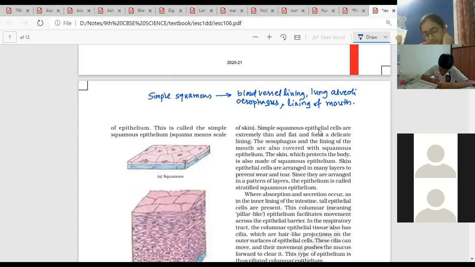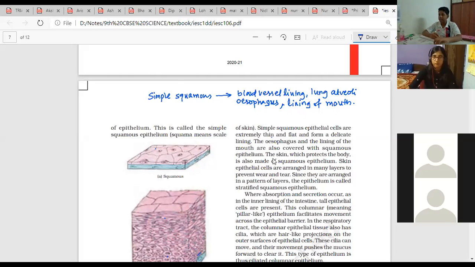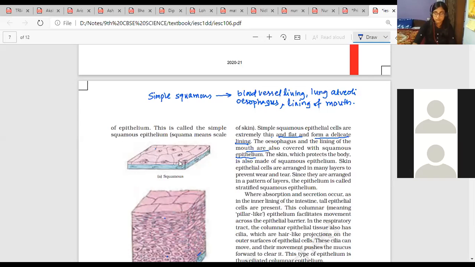Simple squamous epithelium cells are extremely thin, flat, and form a delicate lining. They are completely flat structures. Here you can see there is only one layer, with many cells combined together. So this is the simple squamous flat structure. They form a delicate lining, and they are present in the lining of these four parts that you have to remember. Now, when these simple squamous cells are present one above the other, they form stack-like structures.